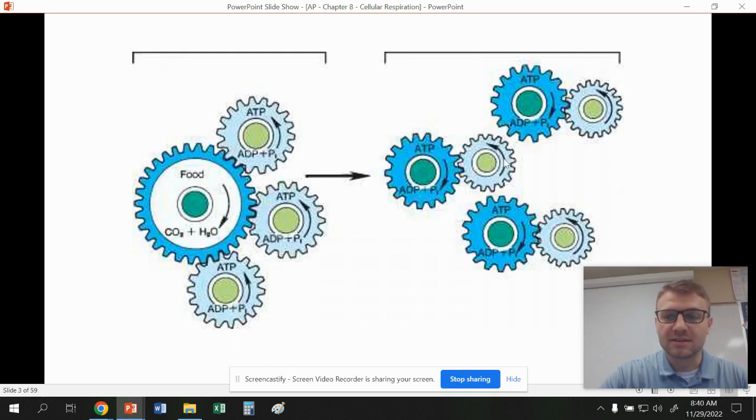I love this image you can see here. You have food powering the production of ATP. That production of ATP then powers other cellular processes in general.